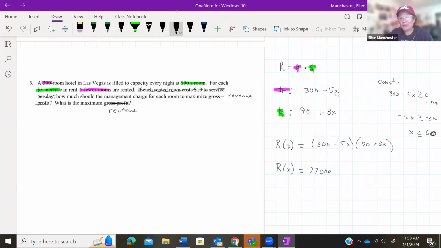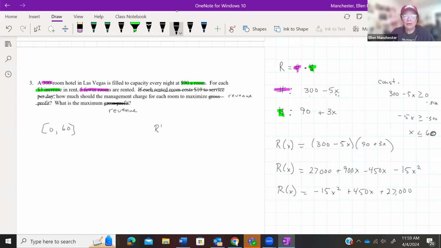Okay, 300 times 3x is 900x. -5x times 90 is -450x. And then -5x times 3x is -15x squared. So I'm going to rearrange this and simplify. 900 minus 450 is 450x plus 27,000. Okay, so we have our endpoints. Our endpoints are between 0 and 60.